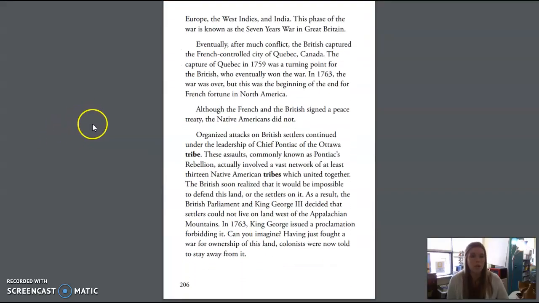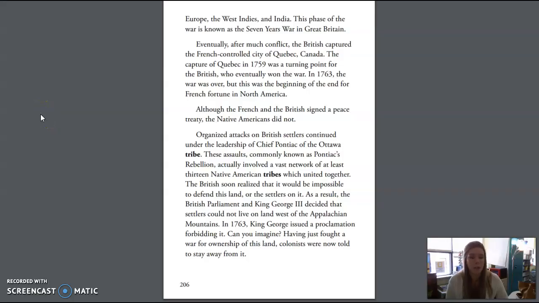This phase of the war is known as the Seven Years' War in Great Britain. Eventually, after much conflict, the British captured the French-controlled city of Quebec, Canada. The capture of Quebec in 1759 was a turning point for the British, who eventually won the war. In 1763, the war was over, but this was the beginning of the end for French fortune in North America.